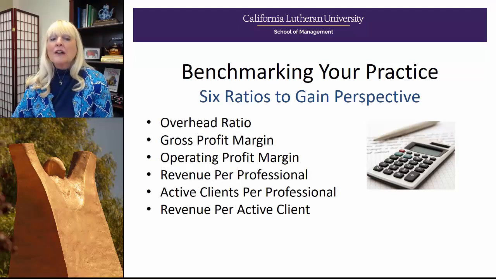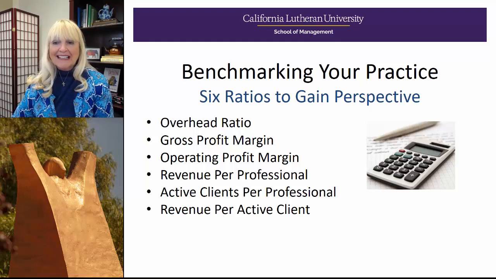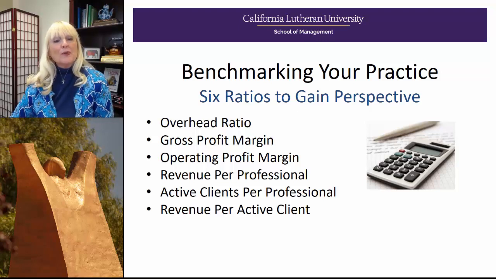Primarily, there are 6 ratios that are used to gain perspective on your practice. They are the overhead ratio, the gross profit margin, the operating profit margin, the revenue per professional, and that's the advisor, people that produce revenue for the firm. Then there's active clients per professional, and then there's revenue per active client.